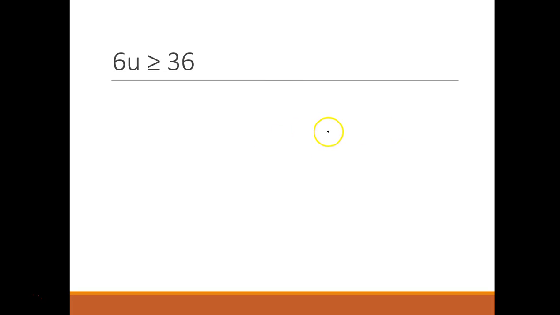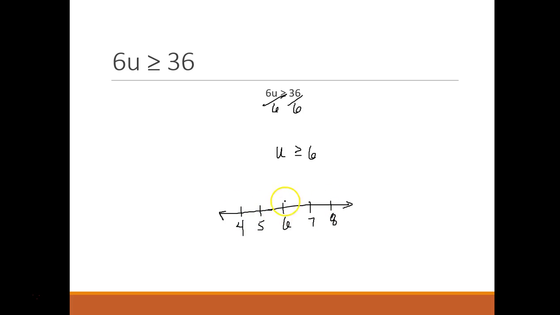6u is greater than or equal to 36. Divide both sides by 6, and I got u is greater than or equal to 6. Let's put a 6 towards the middle. 7, 8 this way, 5, 4 the other way. Closed dot. Is 5 greater than 6? No. 7 is greater than 6, so I shade this way.